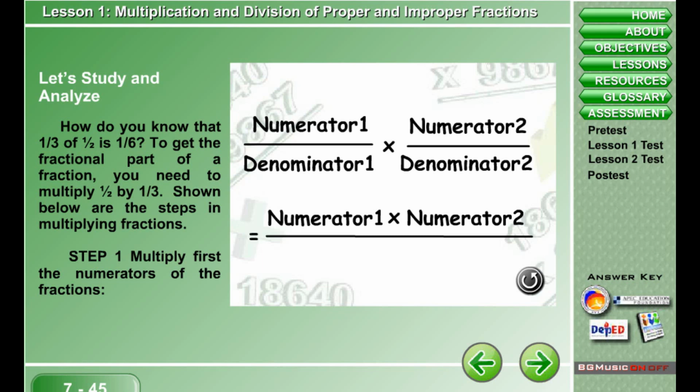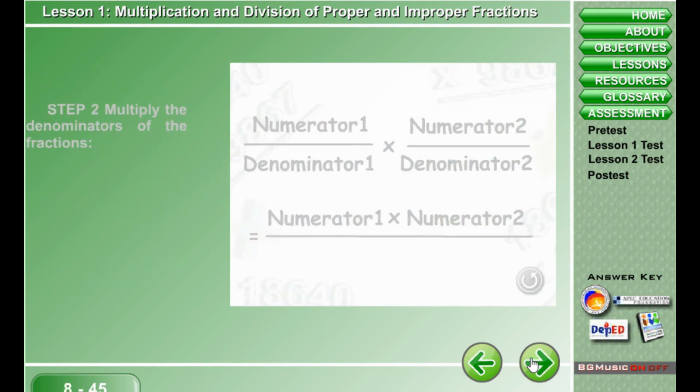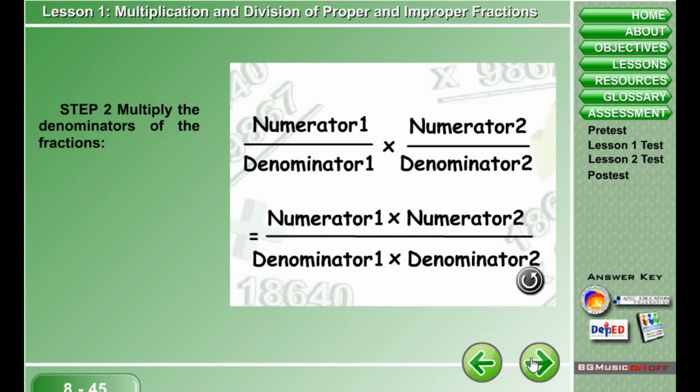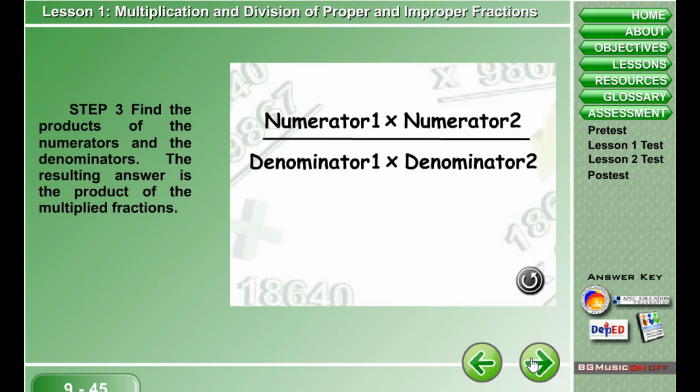Step 1. Multiply first the numerators of the fractions. Step 2. Multiply the denominators of the fractions. Step 3. Find the products of the numerators and the denominators. The resulting answer is the product of the multiplied fractions.